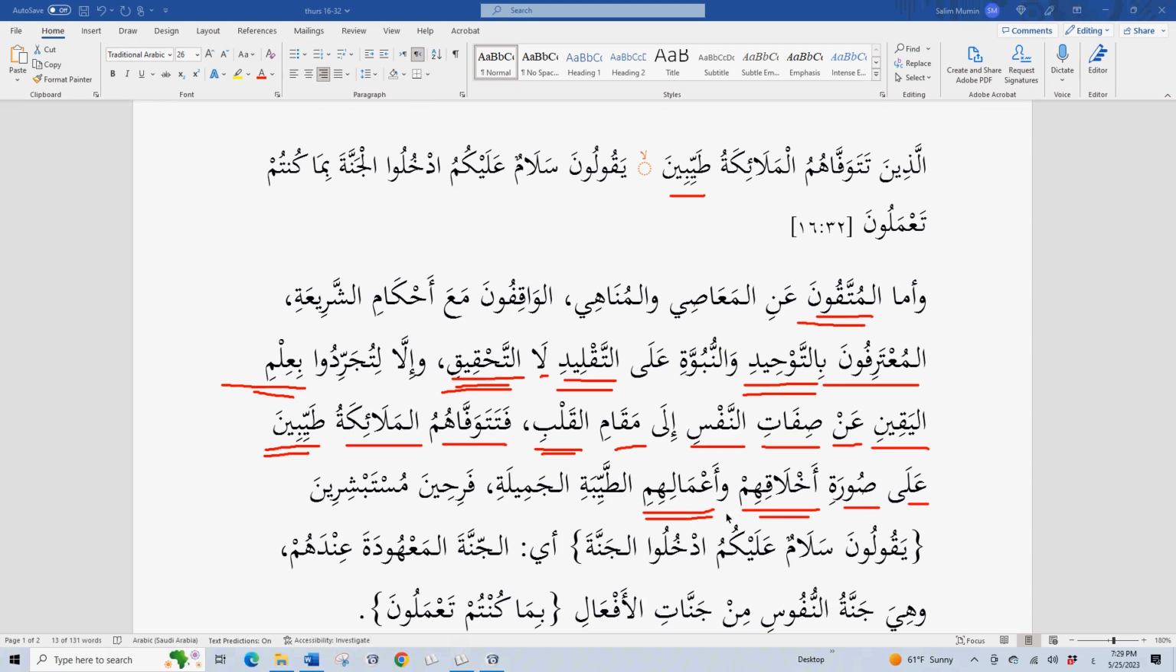Akhlaqi, a'mali. At-tayyibina, the good works, pure works, good character, pure character. Al-jamilati, beautiful character, beautiful works. That becomes our true fashion. That becomes our true fashion statement. And the clothing just becomes a symbol of the true reality.